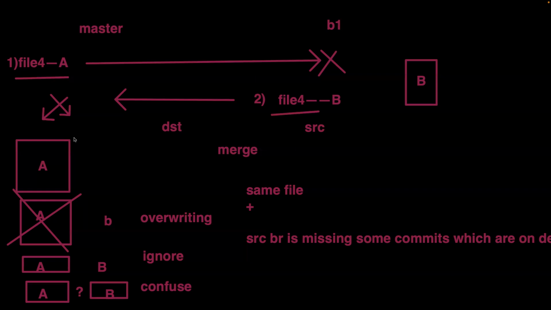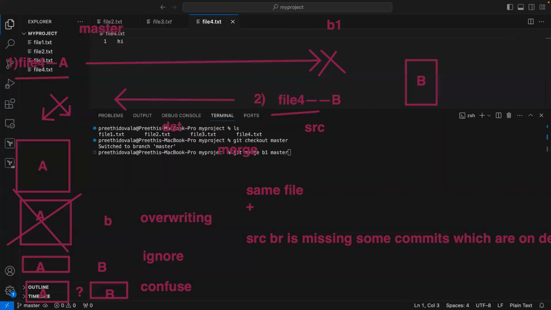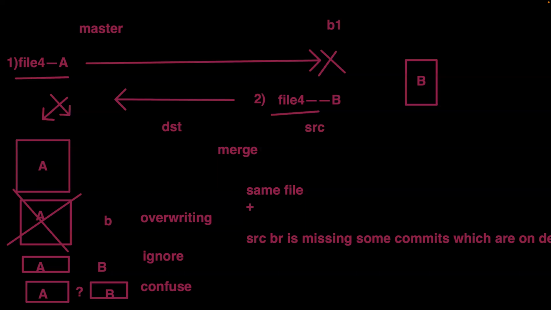Correct, it should keep it. If it's the same file and the source branch is missing some commits which are on the destination, then you have a conflict. It's the same file in this scenario, not some other files you have missing. It doesn't happen then. It's the same file in this case, then you have a conflict. Got it, right, everyone?